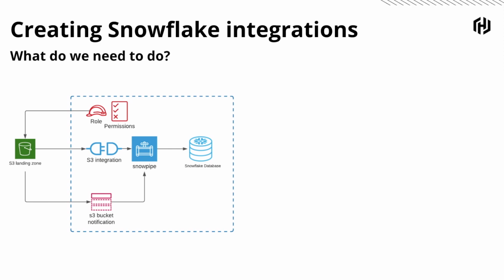For the sake of the talk, I'm going to focus on the landing zone, which is the S3 bucket and the Snowflake integrations. As you can see, this architecture requires infrastructure to be provisioned in both AWS and Snowflake.